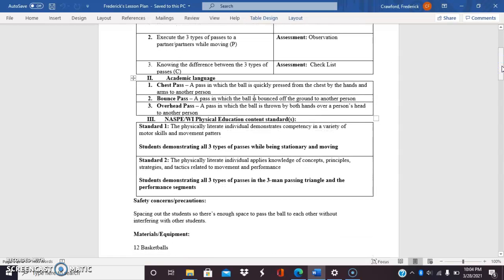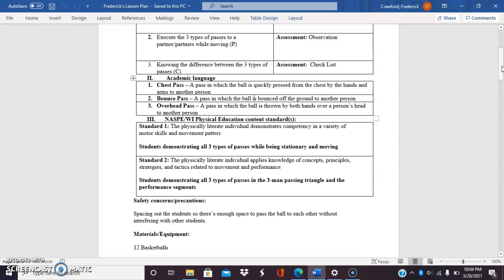For the standards, I only have 2 standards for this lesson plan. So it hits standard 1, the physically literate individual demonstrates competency in a variety of motor skills and movement patterns. And then for that, just students demonstrating all 3 types of passes while being stationary and moving.